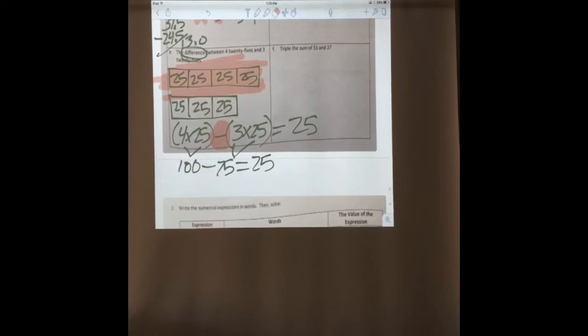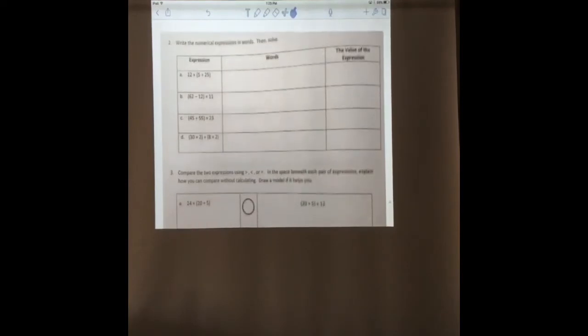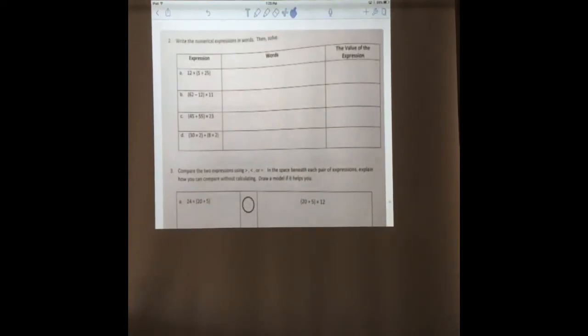Very good. I'm going to go to the next page. Okay? I'm going to erase this off. If you need to, you could watch it and hit the pause button. And the reason why I'm going to erase that off is just so I can get to this page. Okay, if I have this 12 times 5 plus 25, how would I write that into words?